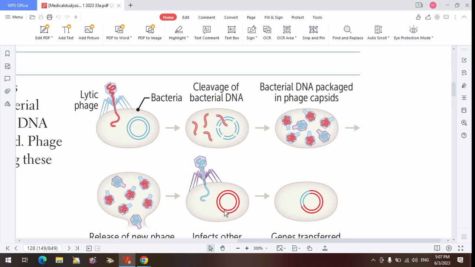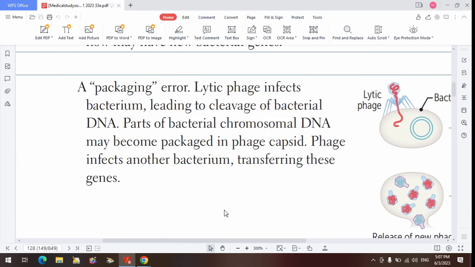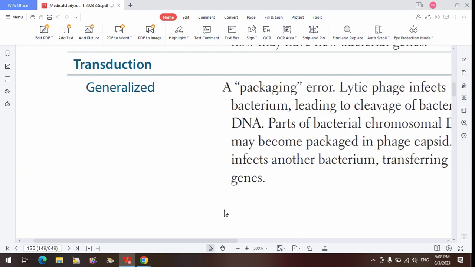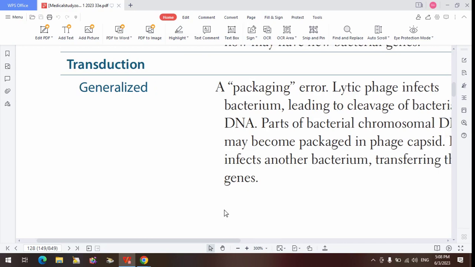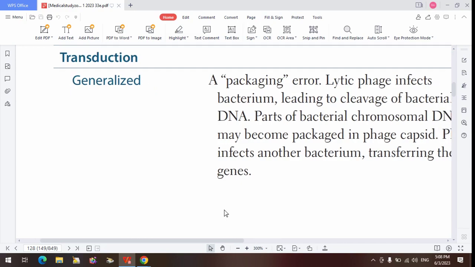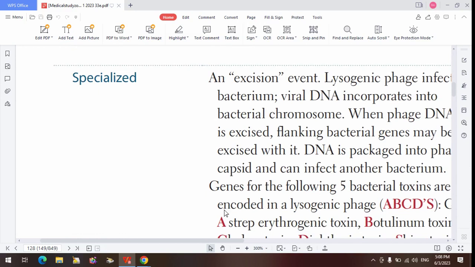Okay, I get it. Right. That is generalized transduction, and it is due to packaging error due to infection from a lytic phage. Okay, so let us go to the specialized one.